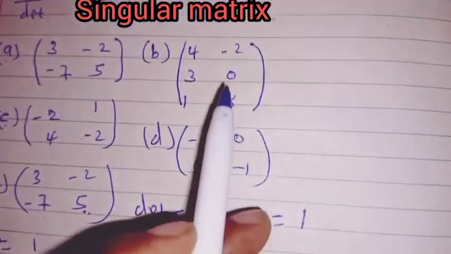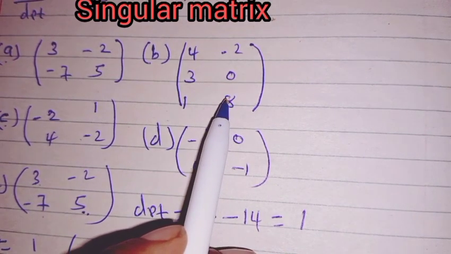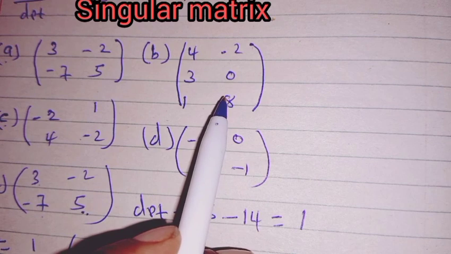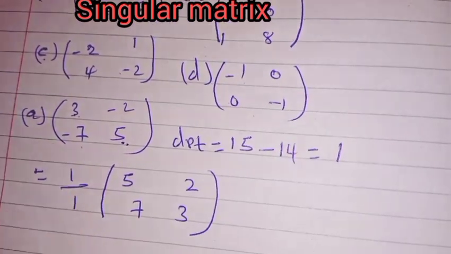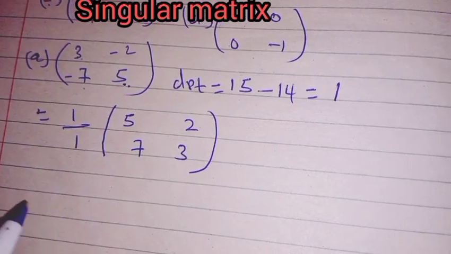Part B, we have this matrix here. This matrix is not a square matrix, and so has no inverse. Then we come to part C.